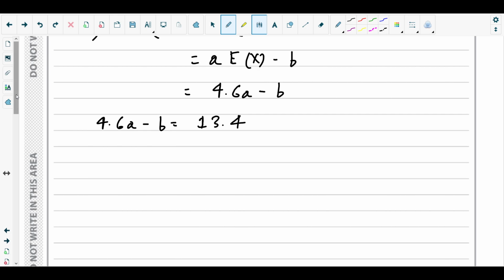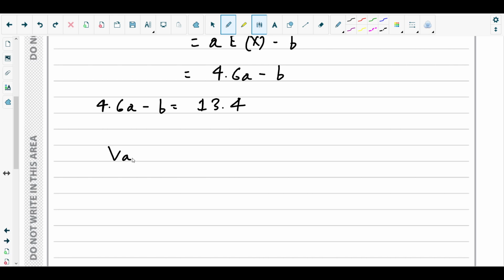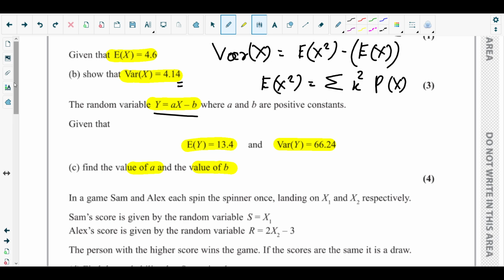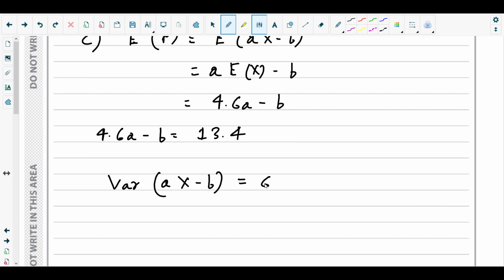Now second is variance. So variance of y can be written as variance of ax minus b, right? It's given as 66.24.